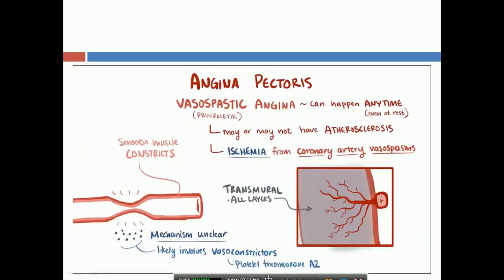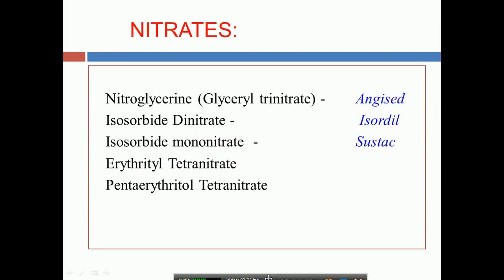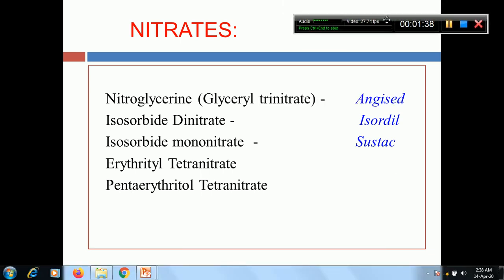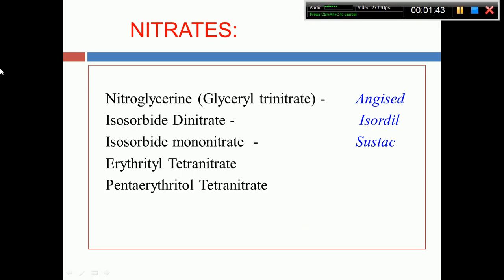Then the classification. The last topic we covered was a classification of the drugs for the treatment of angina. If you remember, I hope so. These are the drugs that are used to treat angina pectoris.